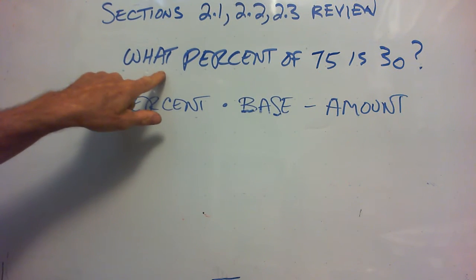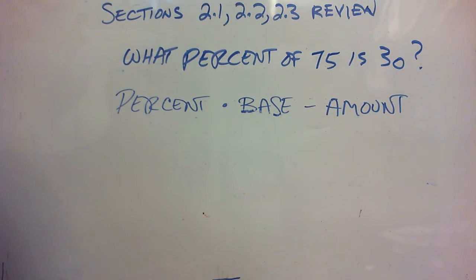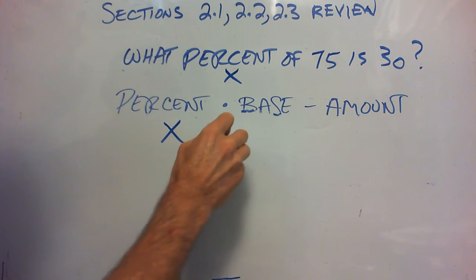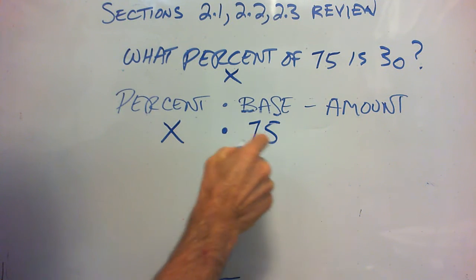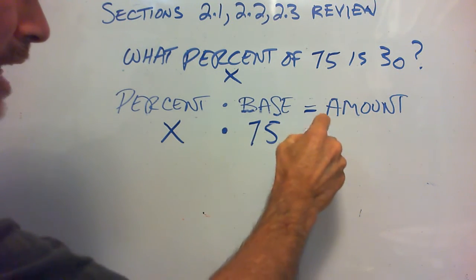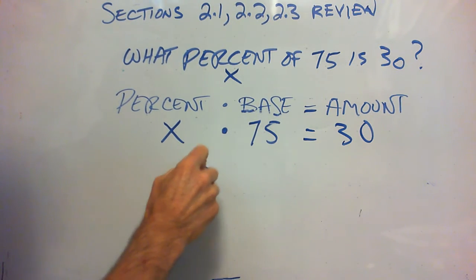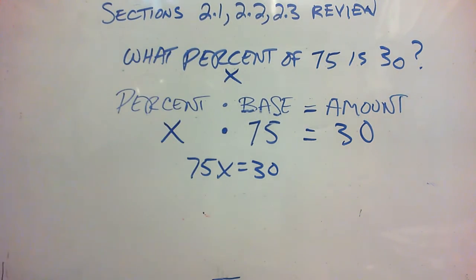Okay, in our next problem, what percent of 75 is 30? Now in this case, our unknown here is the percent. So we have x percent of 75, that's our base. So x times 75 equals an amount of 30. So that's our equation, which we would write 75x equals 30. Now keep in mind, x is the percent given as a decimal. So we're going to solve for x, divide both sides by 75, and then turn that into a percent.